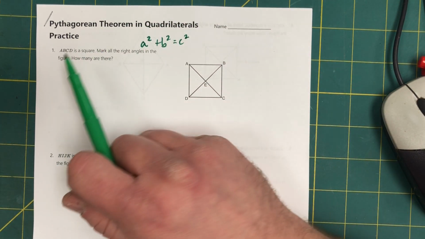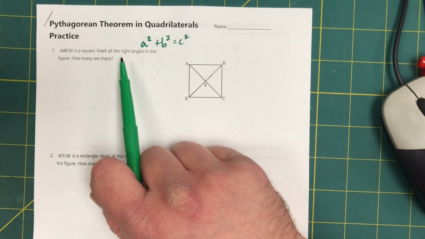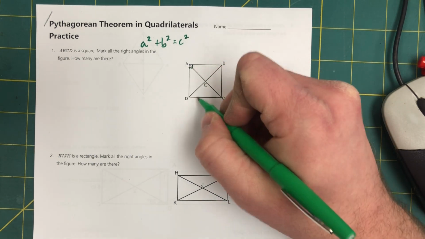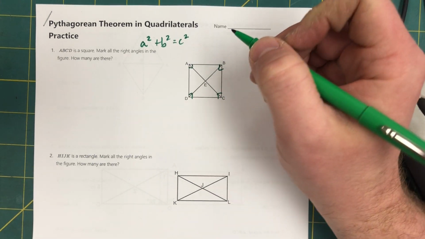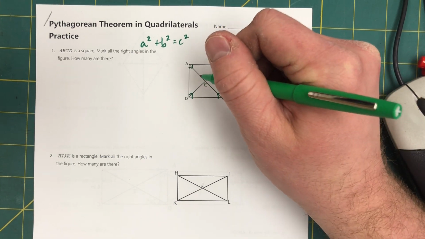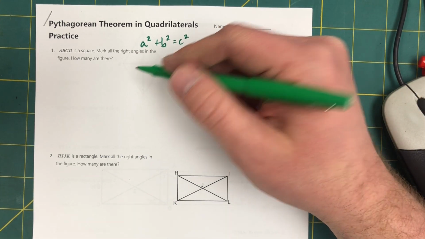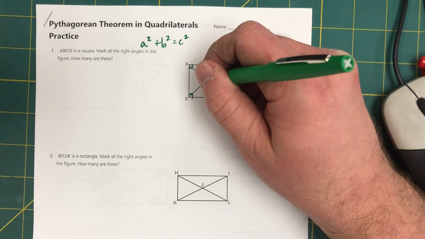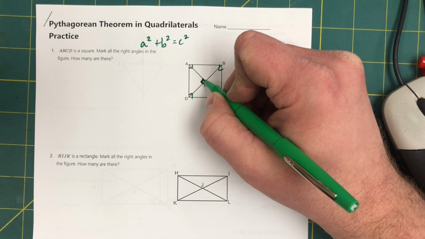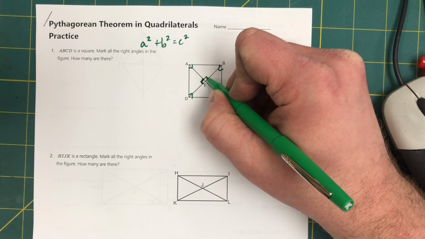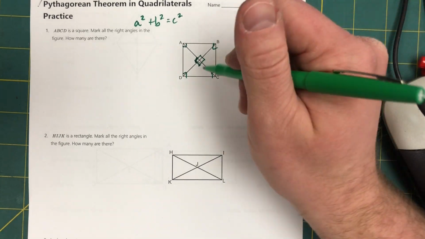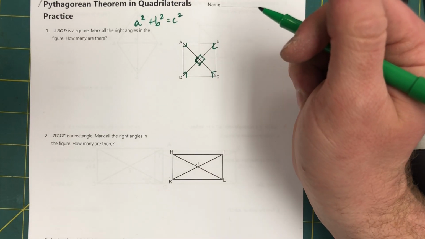So ABCD is a square. Mark all the right angles in the figure. How many are there? Since this is a square, we know we have 4 right angles in the 4 corners. And then in the middle, since this is also a rhombus, remember a square is a special kind of rhombus, then we're guaranteed that these are also right angles in the middle. So you can just mark one, because if you mark that one, they all have to be, or you can do this if you like. But there are a total of 8 right angles in this figure.